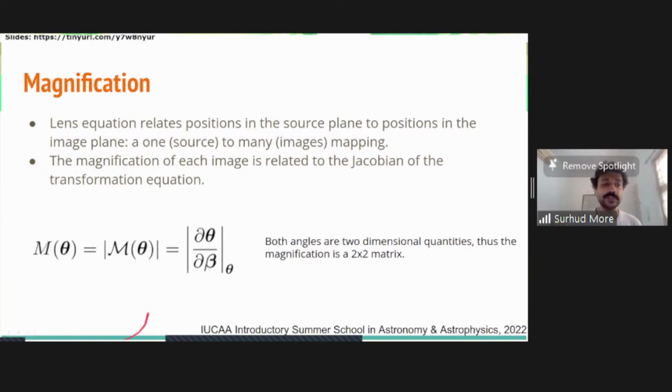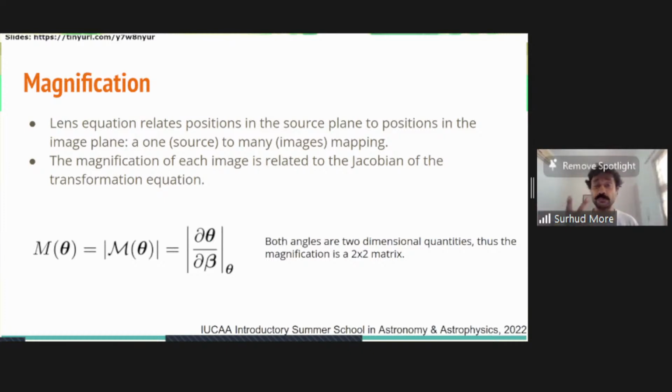Right? So that's what we are doing here. Because it's a mapping, theta going to beta, what we can do is consider the magnification matrix, which is given by the partial derivative of theta with respect to beta. Now remember, each theta and beta were coordinates on the plane of the sky, angular coordinates in the plane of the sky.